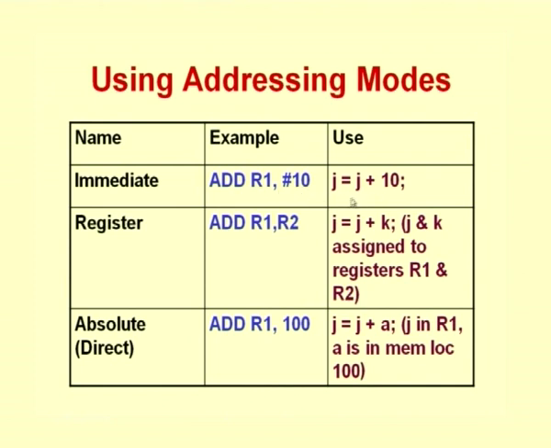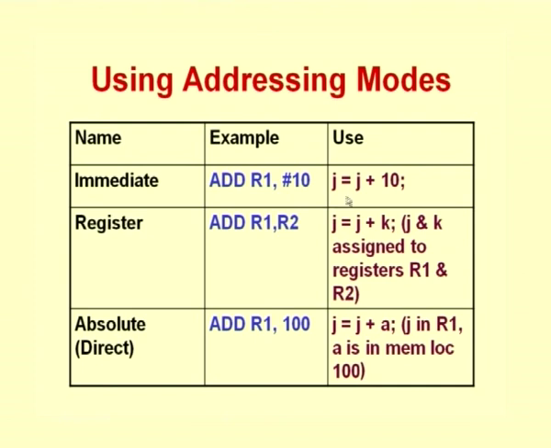Suppose you had a higher level language specified like this, okay. I am just using some pseudocode kind of representation here. Let us say you had a variable j which is equal to j plus 10, a statement of this nature. Assuming that j has been assigned to the register R1, then j equal to j plus 10 would have been translated to an assembly language instruction like this, add R1 comma hash 10.